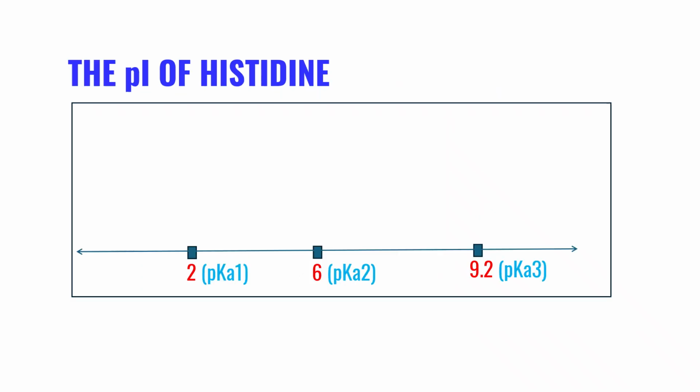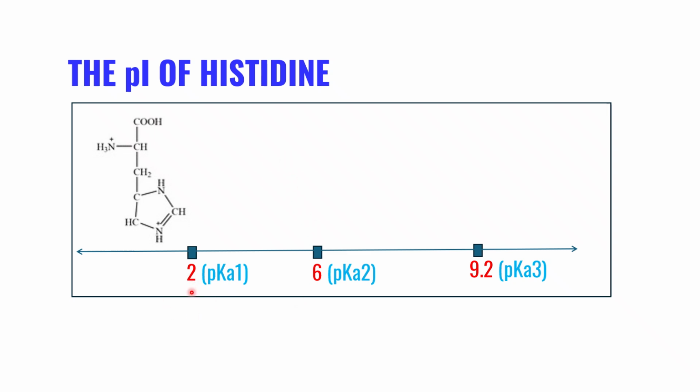So let us see how the charge on the histidine changes by changing the pH around these three pK values. So these are the pKs 2, 6 and 9.2, as I have already shown you in the previous slides. If you change the pH around these pK values, there will be a change in the charge on the molecule, and at some point there will be formation of the zwitterion. So we have to identify where the zwitterion is formed and what are those two pK values flanking that zwitterion.